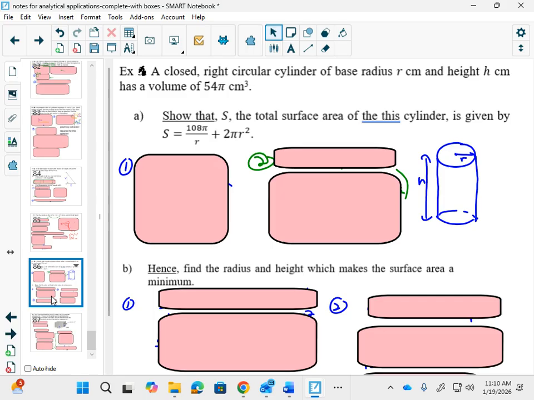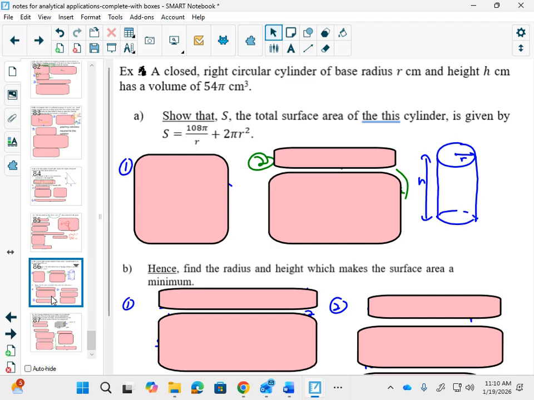Often these questions are calculator questions. Sometimes we skew the answers to make them non-calculator. So you just happen to know that this has a volume of 54 pi centimeters cubed. There is a picture of our cylinder. We want to show that the surface area of this cylinder can be written in this form.